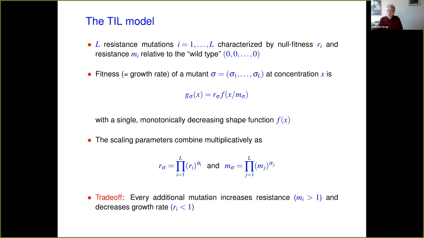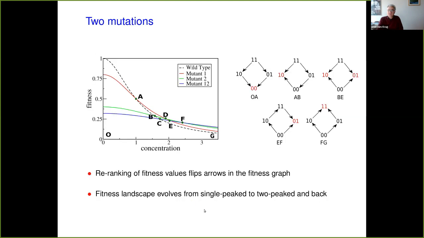And the trade-off condition means that every additional mutation increases resistance, which means that these MIs are all greater than one, and it decreases the growth rate, which means that the RIs are less than one, right? And so if you now want to make this into a kind of statistical physics model, you can think of choosing these RIs and MIs at random from some distribution subject to this condition here. Okay, so let's see how this now works.